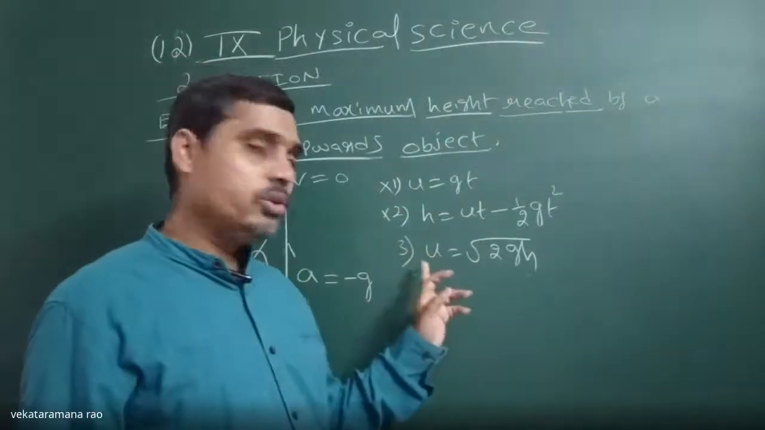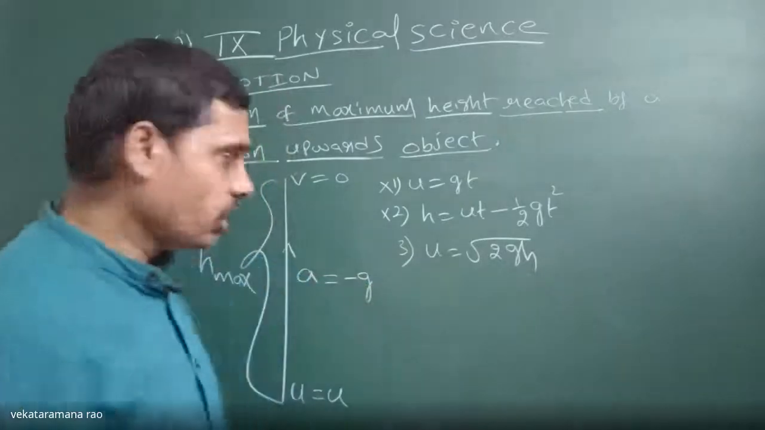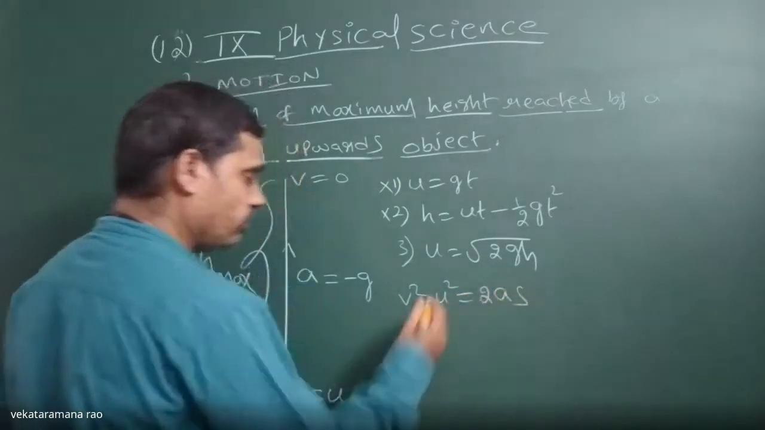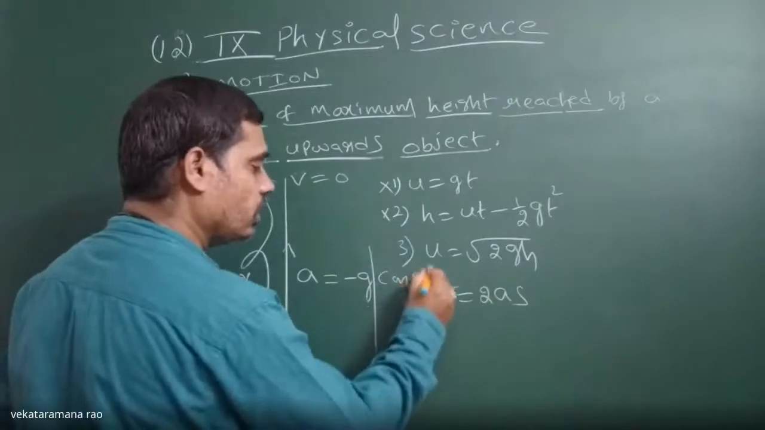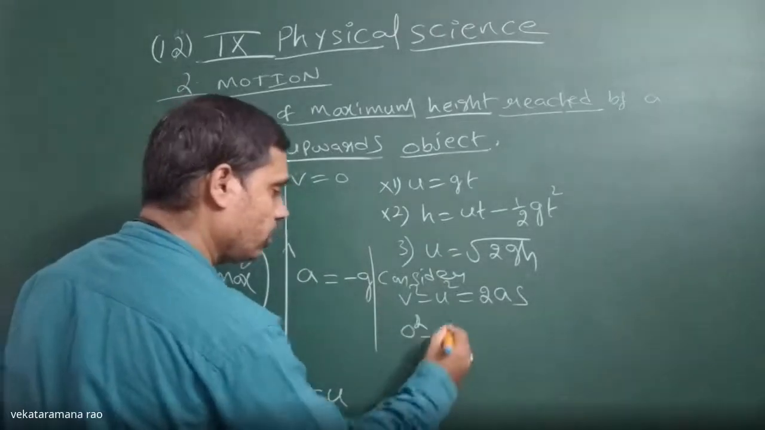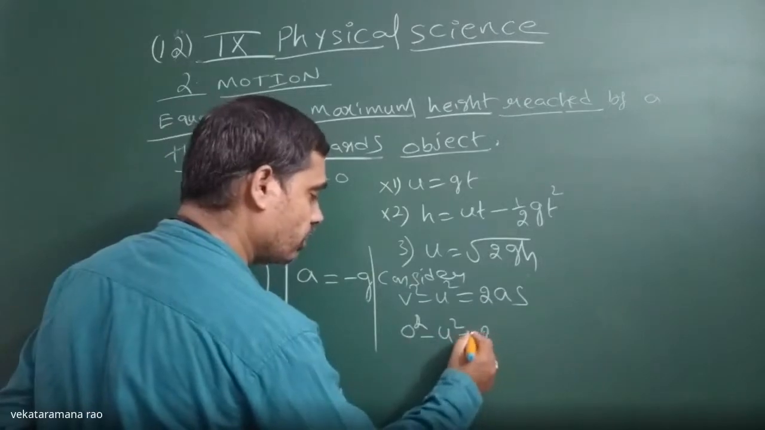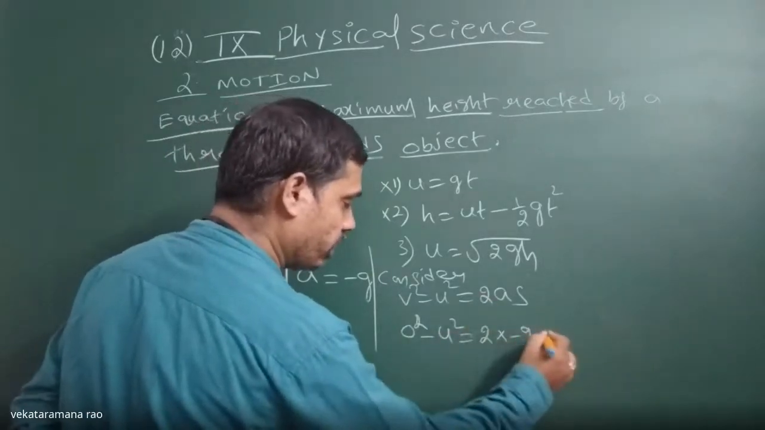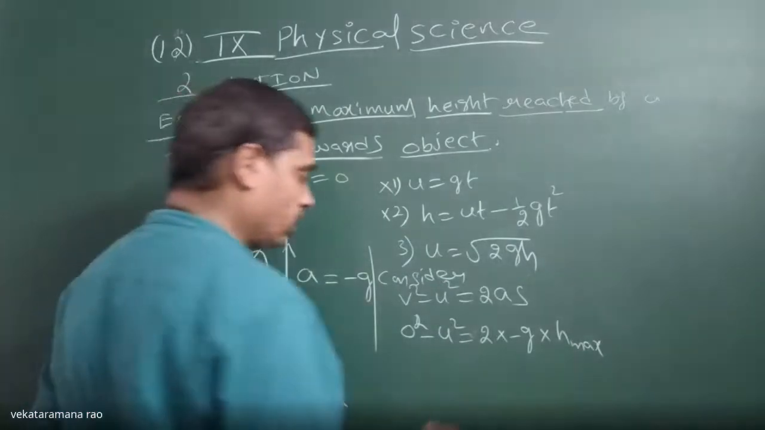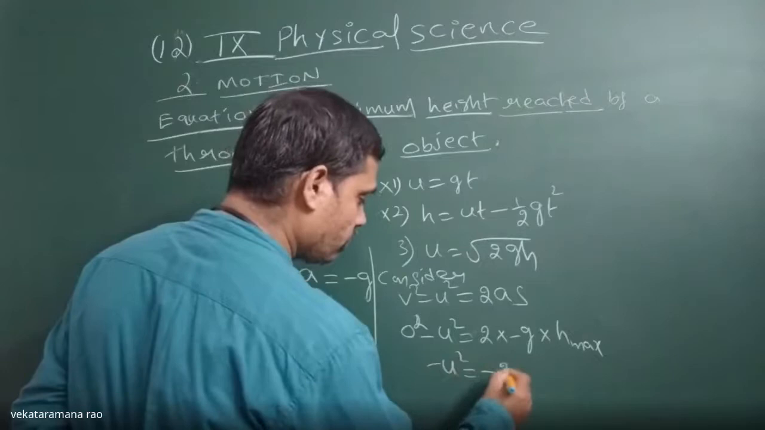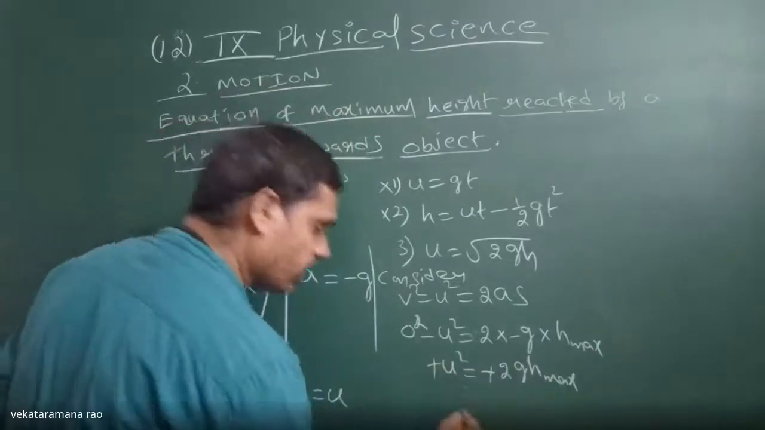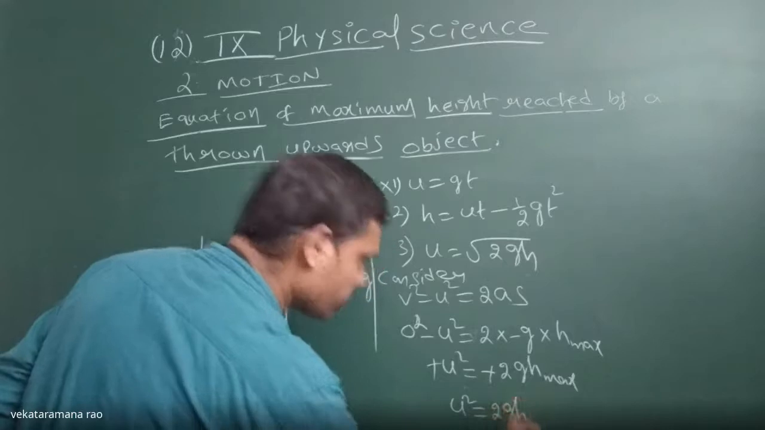Now what is our third equation? u is equal to under root 2gh. It is useful. Now, it is derived from which equation actually? v square minus u square is equal to 2as. From this equation, v is equal to 0. So 0 square minus u square is equal to 2 into minus g into h max. Why do we get minus? Acceleration due to gravity is minus. Now minus u square is equal to minus 2g h max. Then minus minus cancel. u square is equal to 2g h. In that way we got it here.